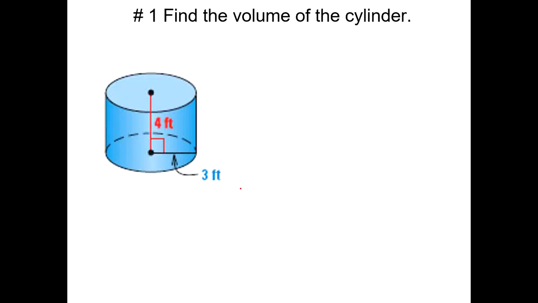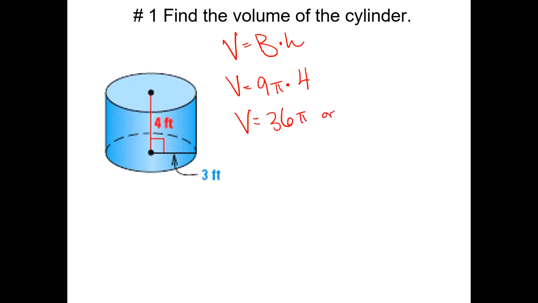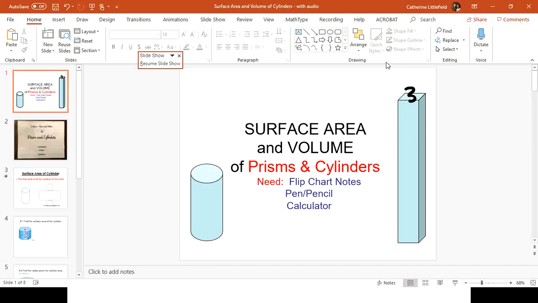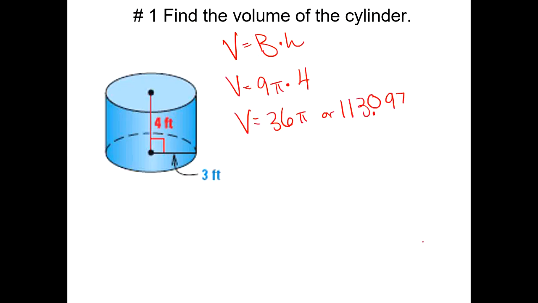Alright, so we have the same picture for this number 1 as the last number 1, except now we're going to find the volume. So the volume is big B times h, where big B is the area of the circle, which we know is 3 squared pi, which is 9, times 4. So 9 times 4 is 36 pi. You can leave your answer in terms of pi, or if you want the decimal, that's 113.0973. Oh, excuse me, that was funky. Don't know what happened.